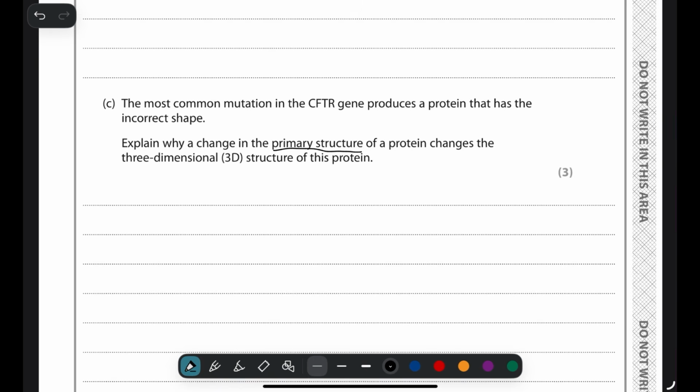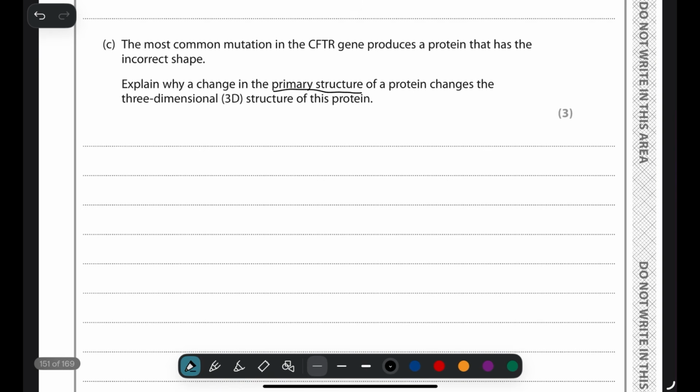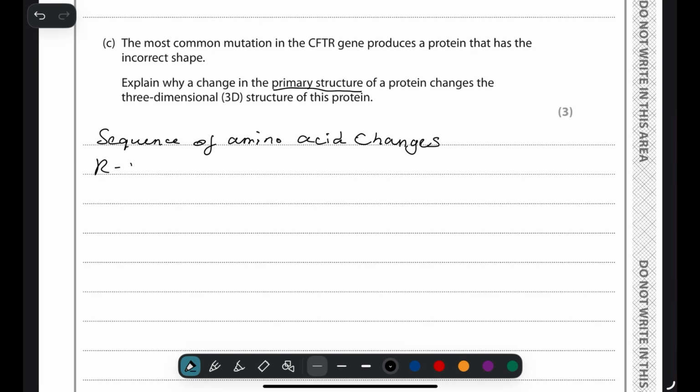A sequence of amino acids joined by peptide bonds. So that's what I'm going to say. Sequence of amino acids. And again, linking to the question we just answered, that means that we have changes, yeah? So the sequence of amino acids changes. If the sequence of amino acids changes, then that means that the R groups, very important whenever you talk about 3D structure, R groups are in different positions.